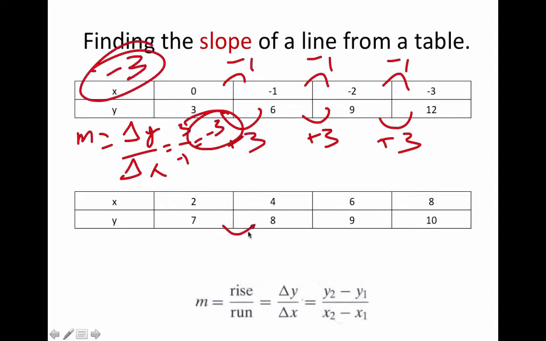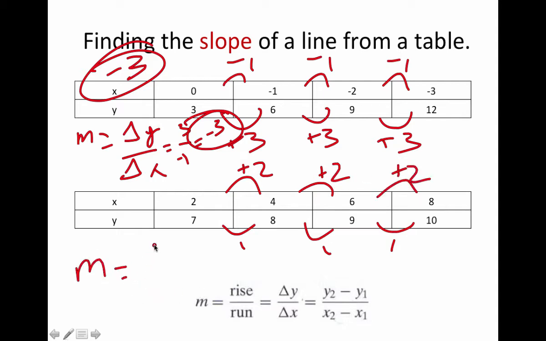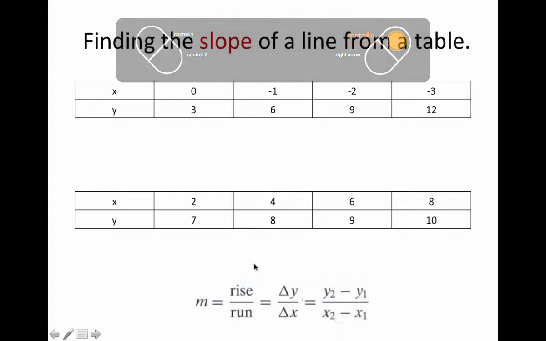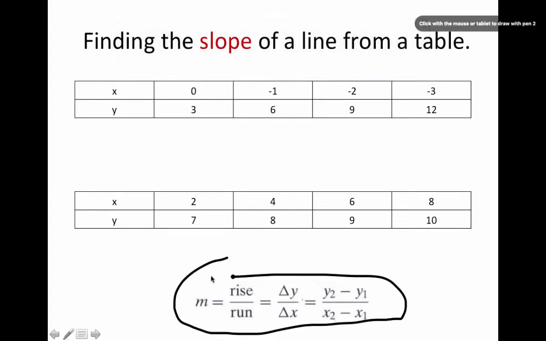Down here, change in y, plus 1, plus 1, plus 1. Change in x, plus 2, plus 2, plus 2. Consistent change means linear. Change in y over change in x, 1 over 2. Slope is 1/2. So you can do it on a graph, you can do it on a table, you can do it with points. For all of these things, you are focusing on this right here.